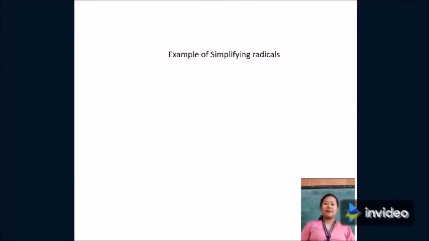Next example, we have square root of 75. Factor 75. That is equal to 25 times 3. So we have square root of 25 times 3. Get the square root of 25. So we have 5 square root of 3. So the simplified form of square root of 75 is 5 square root of 3.